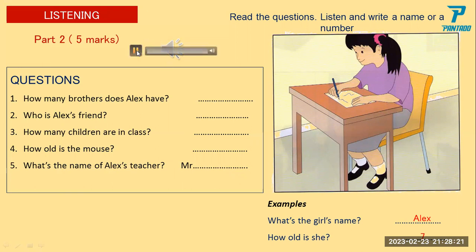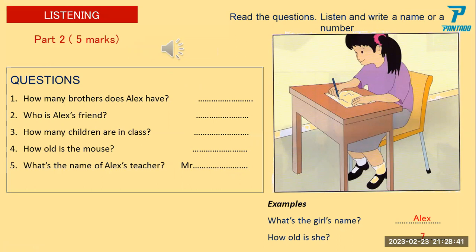Part two. Now listen, the first of all is about examples, okay? And next your question. Look at the picture. Listen and write a name or a number. There are two examples.